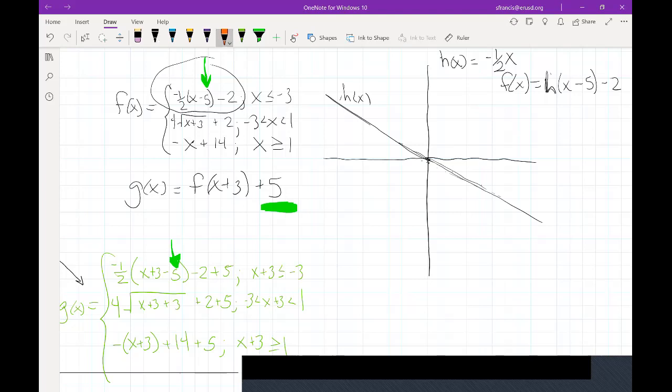Now, if I wanted to graph F, I would take any point on here and move it 5 units to the right and 2 units down. So let's take the origin, 1, 2, 3, 4, 5, and go down 2. It would hit right here, okay? Let's take another point. This point right here would be moved 5 units to the right, 1, 2, 3, 4, 5, and 2 units down right over here. So this graph would be this right here, as best as I can draw it freehand. Are we in agreement so far?